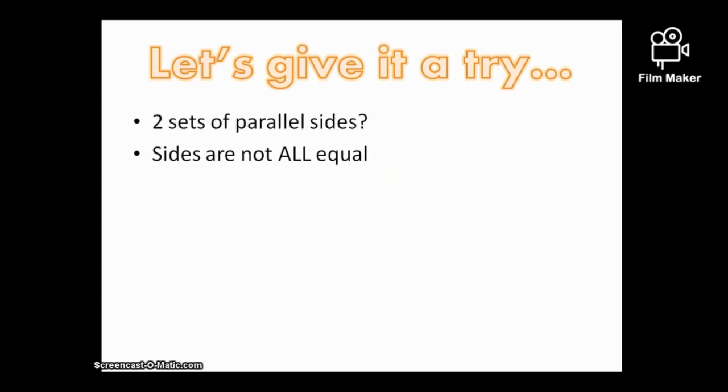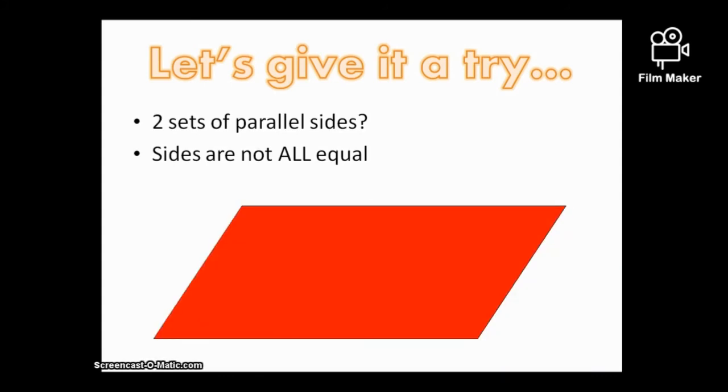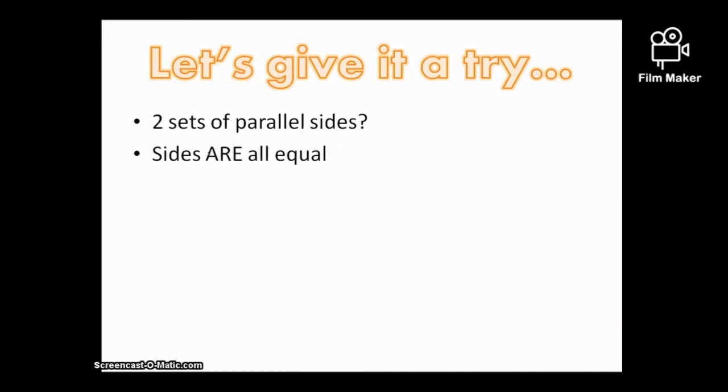Okay, so two sets of parallel sides, and the sides are all equal, but they're not all right angles. And that would be a parallelogram. Alright, and what about if there's two sets of parallel sides, and the sides are all equal, but they are not all 90-degree angles? And that would be a rhombus.